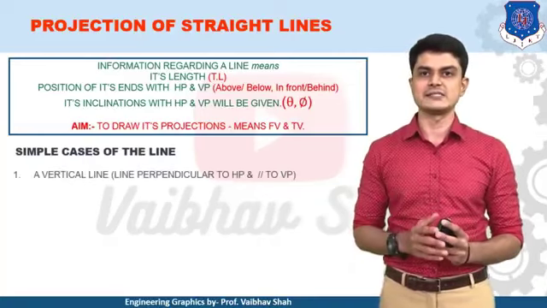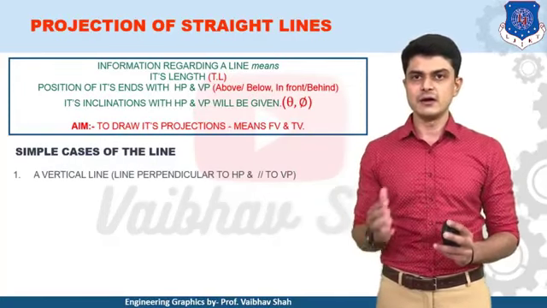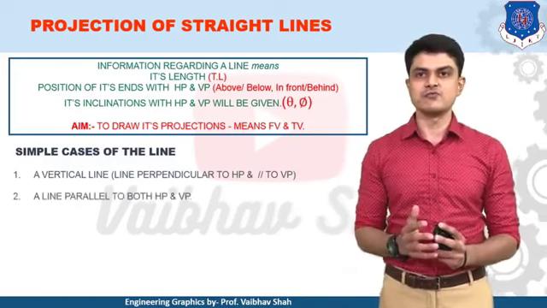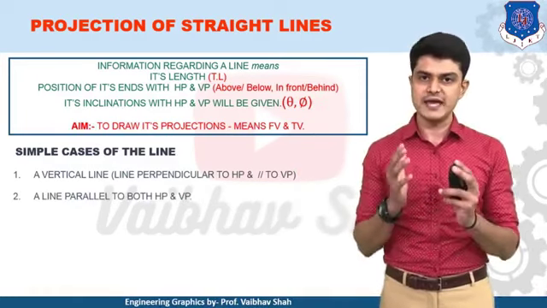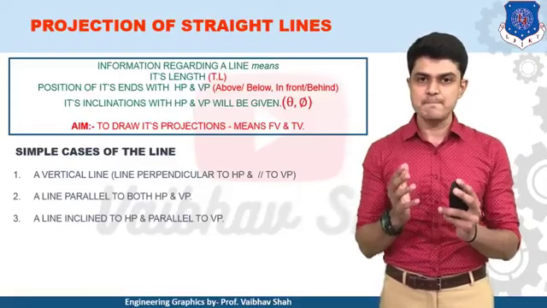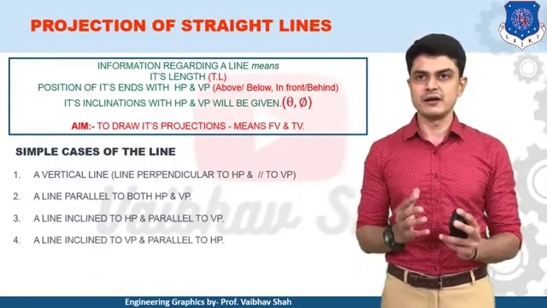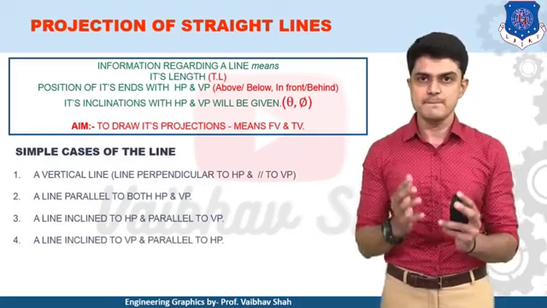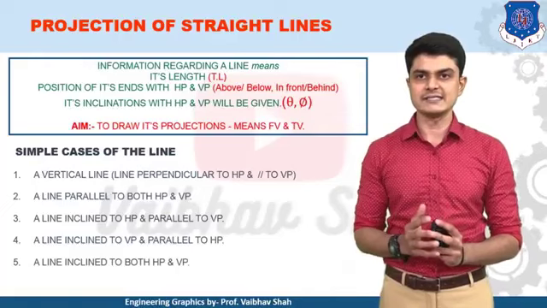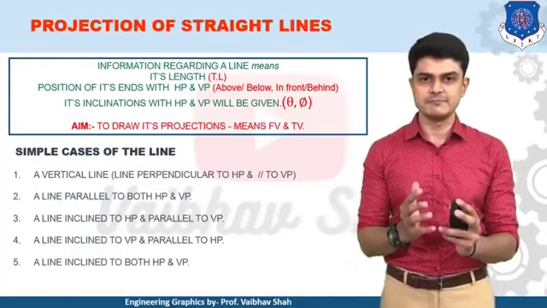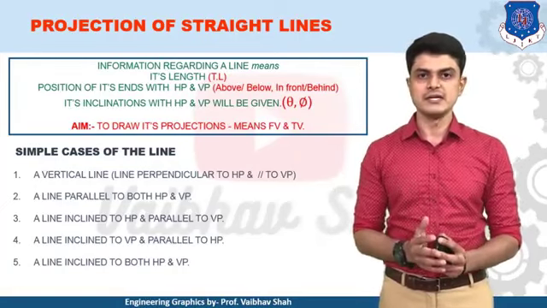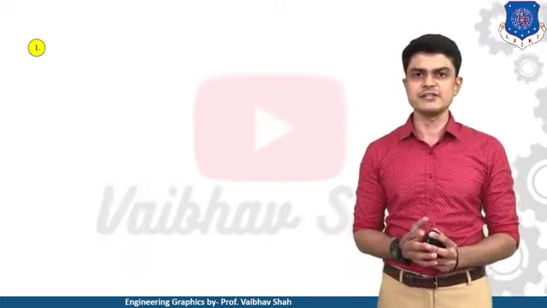Here we are having the simple cases of lines. We are having a total of 5 cases. First, a vertical line, a line perpendicular to HP and parallel to VP. The second case would be a line parallel to both HP and VP. Third, a line inclined to HP and parallel to VP. In the fourth case, we will be learning a line inclined to VP and parallel to HP. And in the fifth and final case, a line inclined to both HP and VP. We will start learning from the first case and gradually move towards the fifth case. So let us begin with the first case.